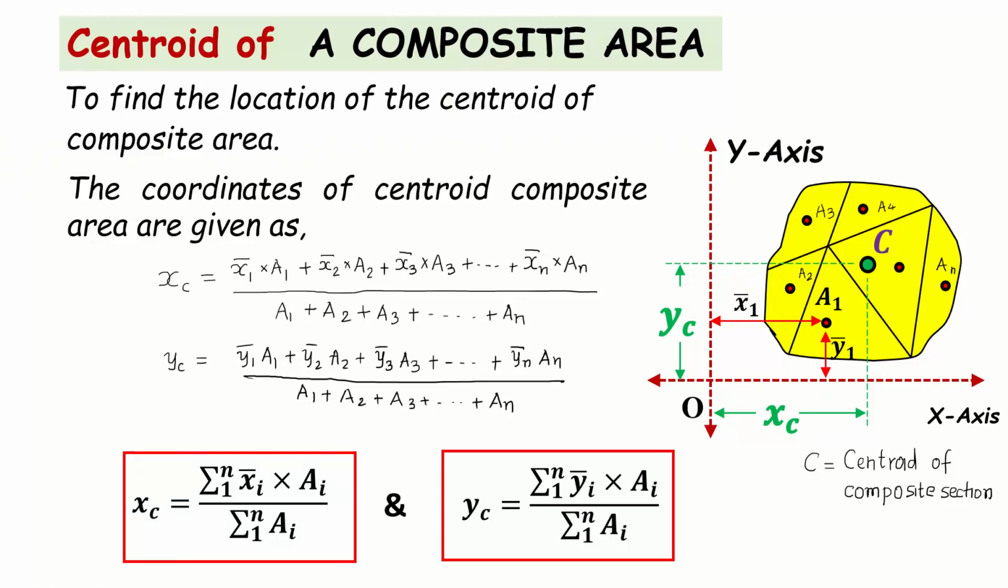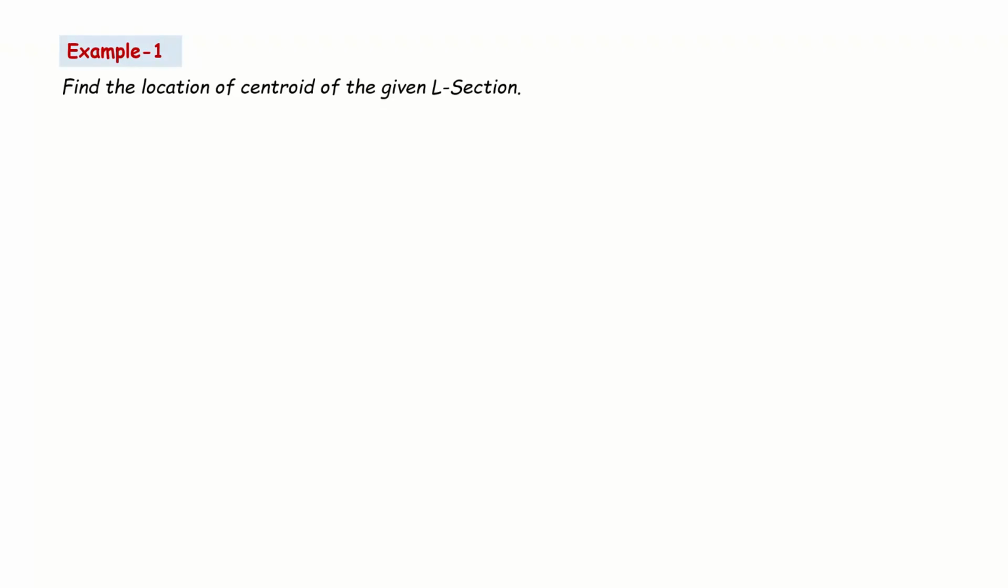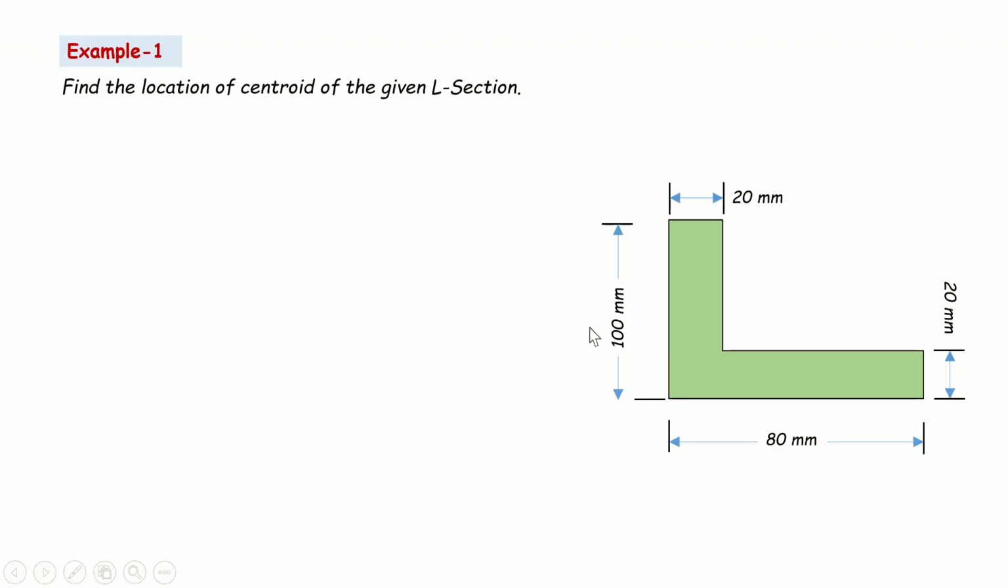So now let's do one example to understand the concept of centroid of a composite area. So let's see, friends. We are going to find the location of centroid of a given L section. This L section is basically a composite section. Let me show you how it appears. So we have got a composite section, friends, which is also called an L section.